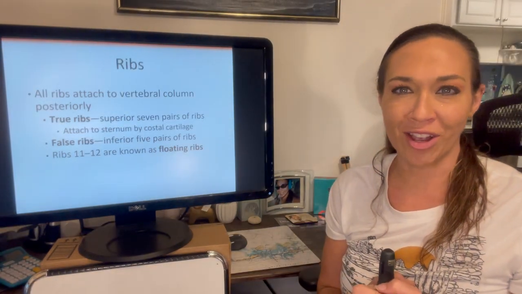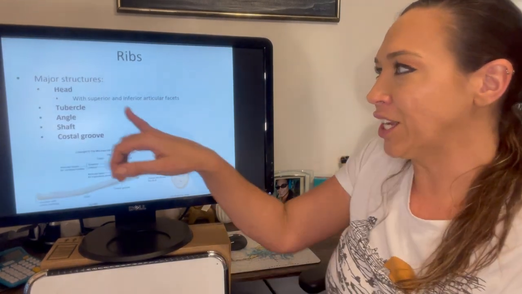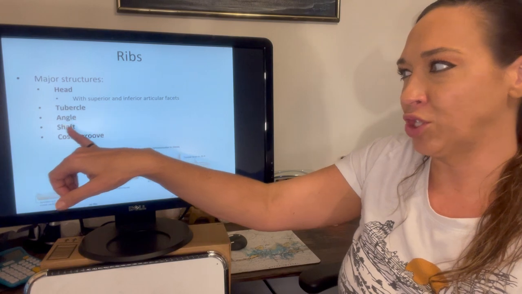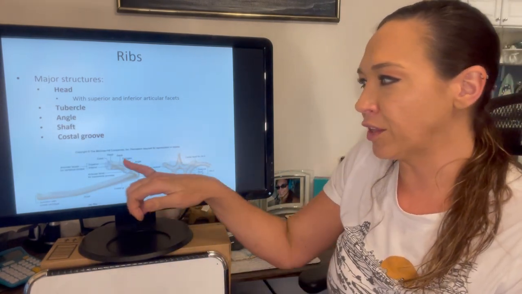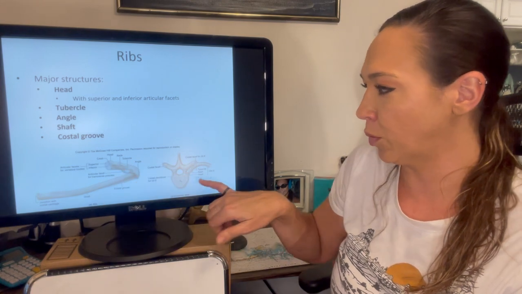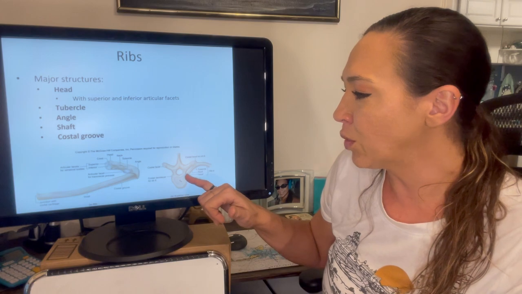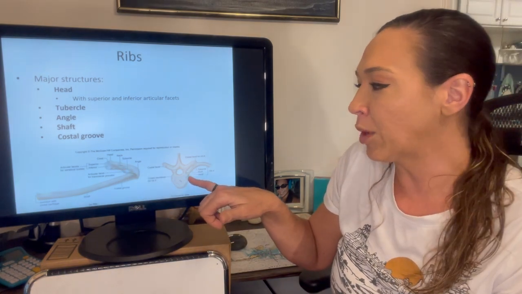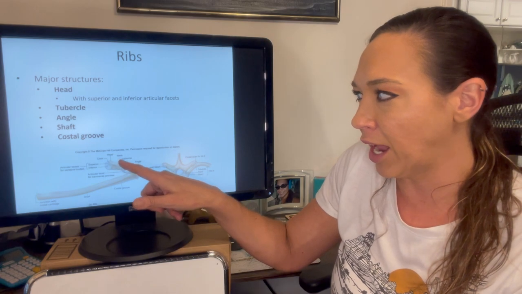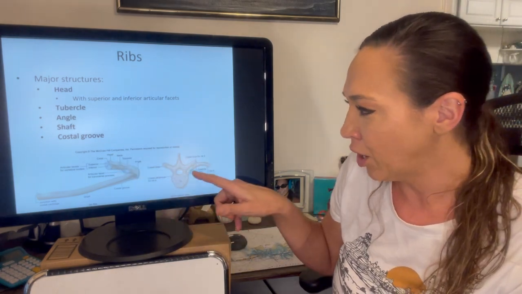All right, so let's finish off by talking about the parts of the ribs. You've basically got the head, the tubercle, the angle, the shaft, and the costal groove that you're going to be responsible for. You can think of this as attached to the vertebrae right here. We've got our T6 just as an example. So the head, which you can see right here, is going to be attached to the vertebrae. Coming off the head, you have this skinnier section right here, known as the neck.